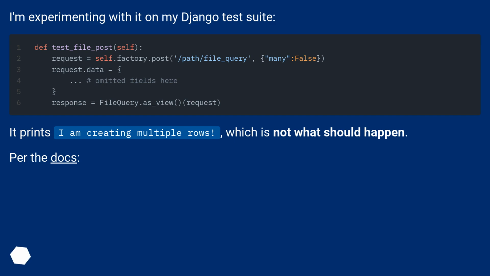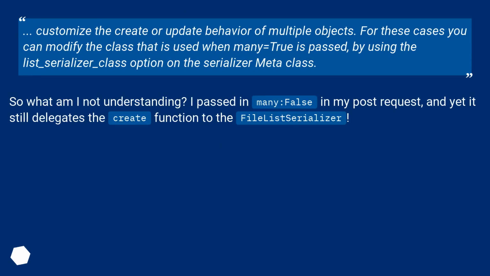From the docs: customize the create or update behavior of multiple objects. For these cases you can modify the class that is used when many=True is passed, by using the list_serializer_class option on the serializer Meta class. So what am I not understanding?